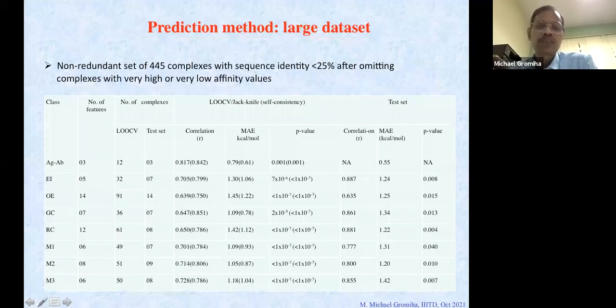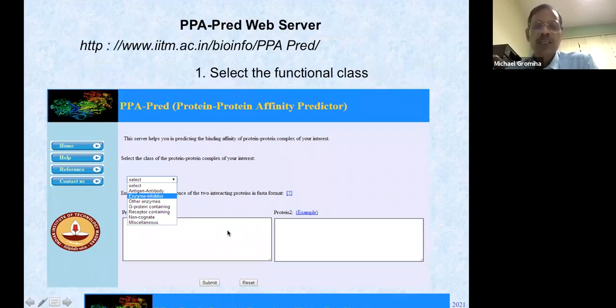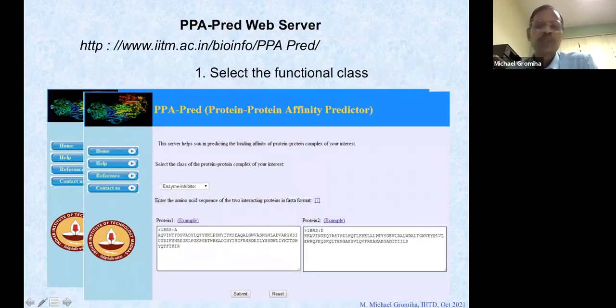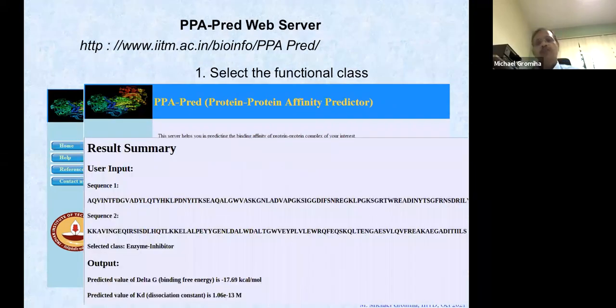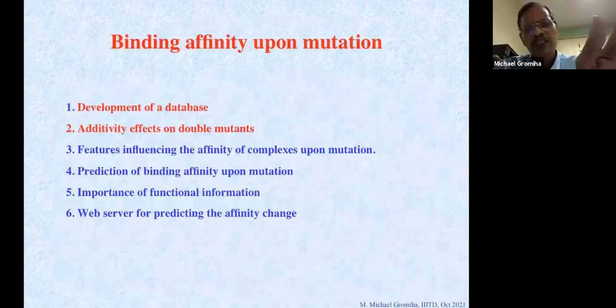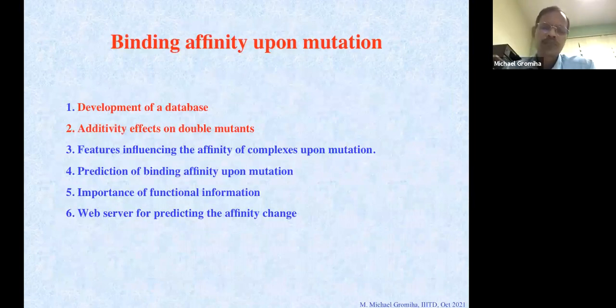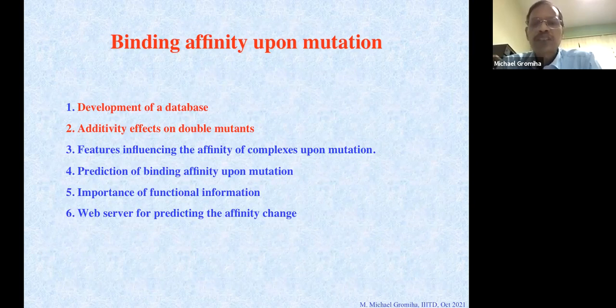So then we develop a server. Here you can identify the function and we give the sequence, right? And it will take the sequences and the type, and then you can predict the affinity. Fine. So we did the analysis and they discriminated the high and low affinity complexes and the binding affinity of the complex. Now the next question is, what will happen if we mutate a particular residue at the interface? Whether this will increase the affinity or decrease affinity, or is it possible to predict the binding affinity change upon mutation, right?